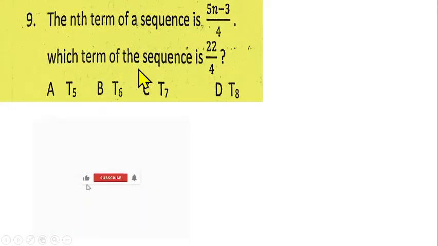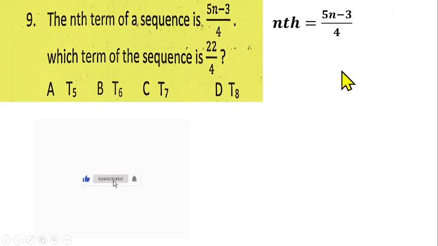So question number 9, the question is from sequence and series as well. The nth term of a sequence is (5n minus 3) over 4. Which term of the sequence is 22 over 4? So we are looking for the value of n. In this case, this is the nth term, and we are looking for the term that will give us 22 over 4. So it's quite simple as well.